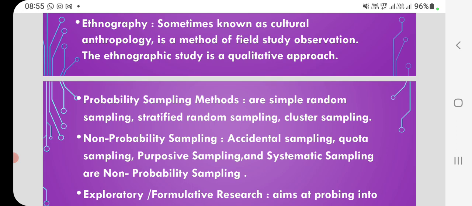Probability sampling methods are simple random sampling, stratified random sampling, and cluster sampling. Non-probability sampling methods are accidental sampling, quota sampling, purposive sampling, and systematic sampling. These are non-probability sampling methods.